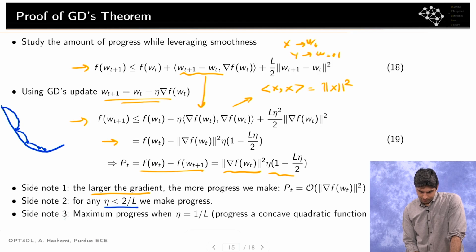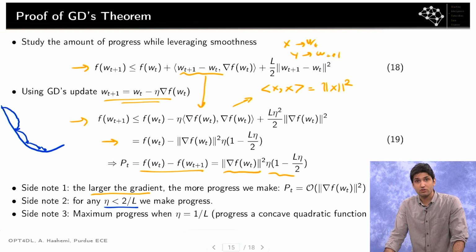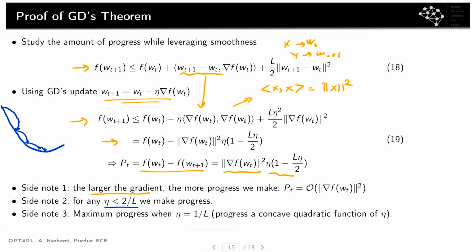And the last side note here is that, okay, so we're talking about the progress, and as we mentioned before, we want to make sure that we are maximizing the progress. Okay, so if I treat the progress as a function of the learning rate, the maximum progress will happen when the step size is exactly 1 over L. Okay, so this is a quadratic function. You can easily optimize it by taking the gradient and setting it equal to 0. Okay, and this is indeed the step size that appeared in the statement of the proof.